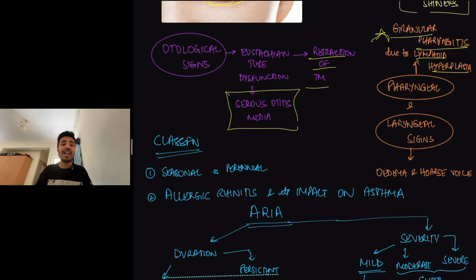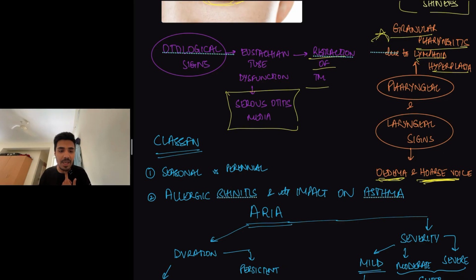Important. Whereas in the larynx, again, edema. The edema causes inflammation there, making it difficult to speak, hoarseness of the voice. So these are all the signs. So ocular signs: allergic shiners, congestion, edema of the eyelids. Larynx, hoarseness, edema. Pharynx, granular pharyngitis due to lymphoid hyperplasia. Otological signs: retraction of the tympanic membrane and serous otitis media because of eustachian tube dysfunction.